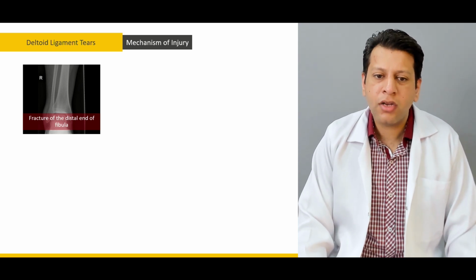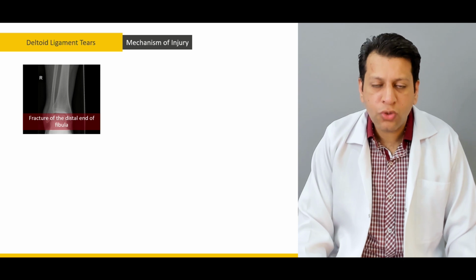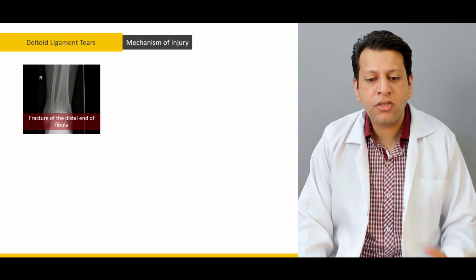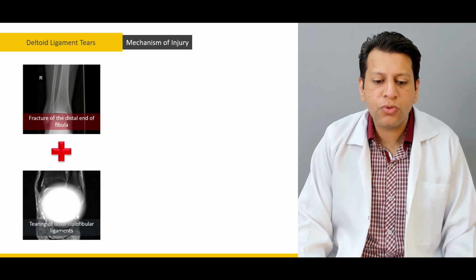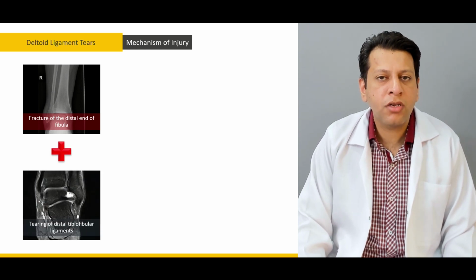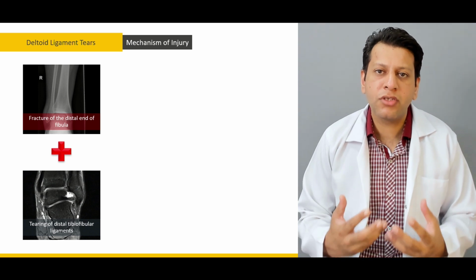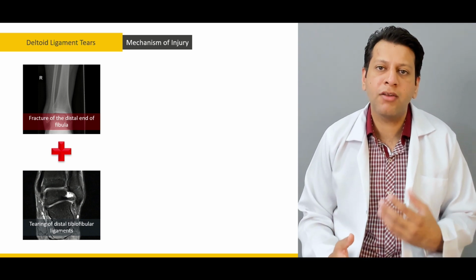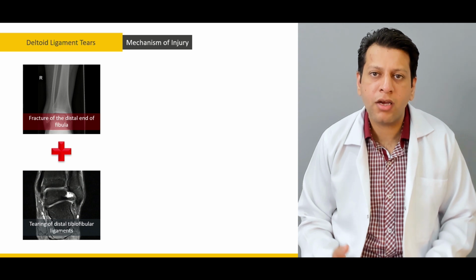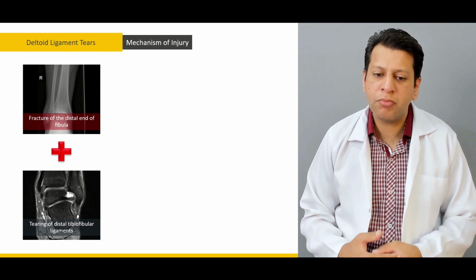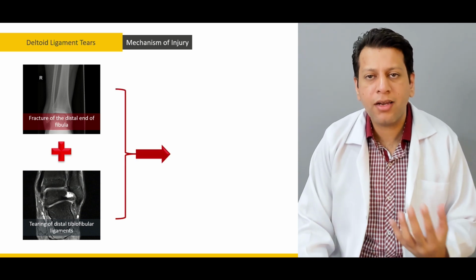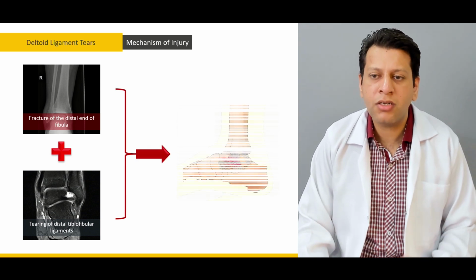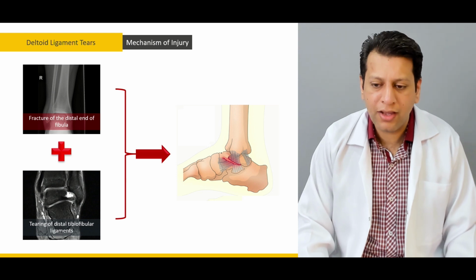Isolated injury of the deltoid ligament is highly rare. Usually it's associated with either a fracture of the distal end of the fibula or a syndesmotic injury, or may be associated with tearing of the distal tibiofibular ligaments. The syndesmosis is usually involved as well. That is, the anterior inferior tibiofibular and posterior inferior tibiofibular ligaments may be torn along with the deltoid ligament. Although it can happen as an isolated injury, usually it's highly rare.